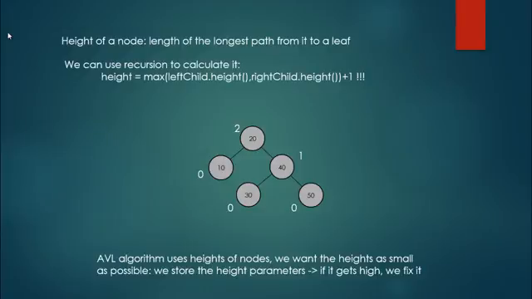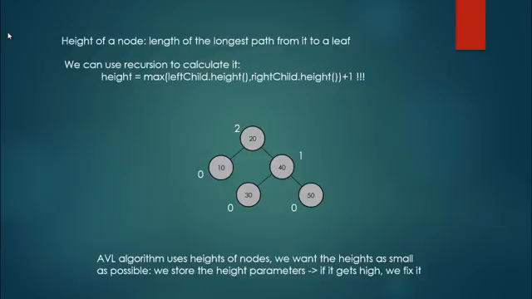Because 10 is a leaf node, we assign 0 to its height. And the root node has a left child, 10, which has a height 0, and a right child, 40, which has a height 1. We calculate the maximum of these two numbers, and 1 is greater than 0, and we increment it by 1, and it will be 2. So that's why the height of the root node is 2.